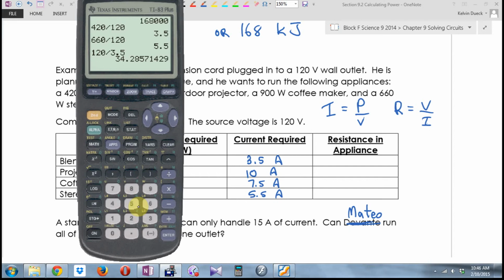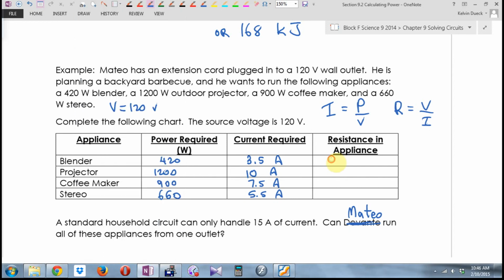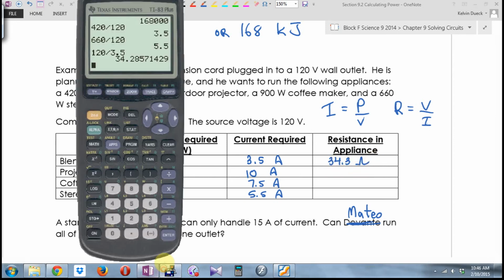They're not going to work out nice. I can't make these work out nice. I got 34. No, what's next to the 2? 34.3, kiddo. Or you could have said 34.29.